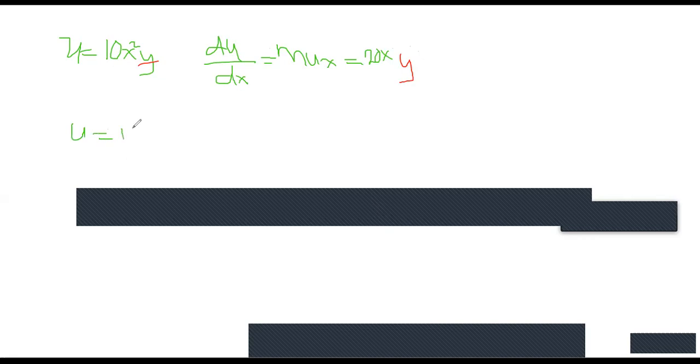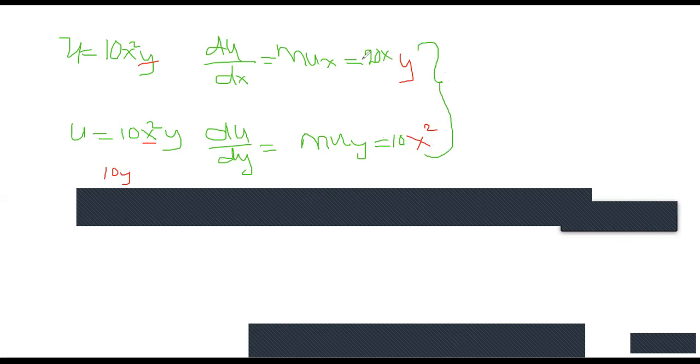Then again, you're going to differentiate 10x squared y with respect to y. So du over dy is called the marginal utility of y. So what is our dummy in this case that we need to leave constant? 10x squared, because we are only interested in y. So when we remove the 10x squared, we're going to remain with y. What is the derivative when we differentiate y? 10, correct. So our MUX is 20xy, our MUY is 10x squared.